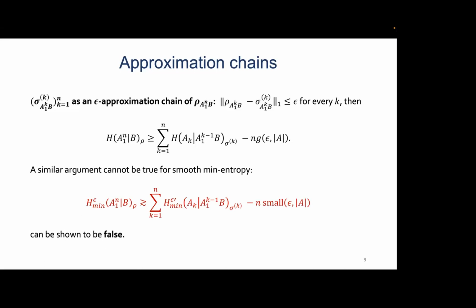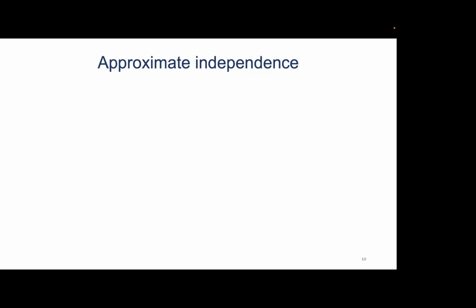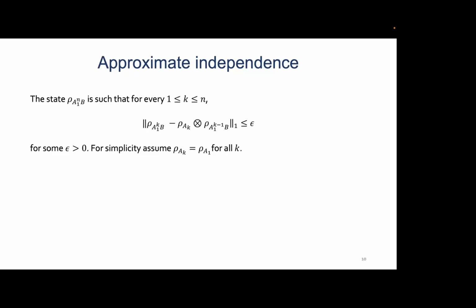That's it. Okay. So the first and the strongest and simplest assumption we could come up with is the approximate independence case. In this case, we assume that the sigma_k will look like this.